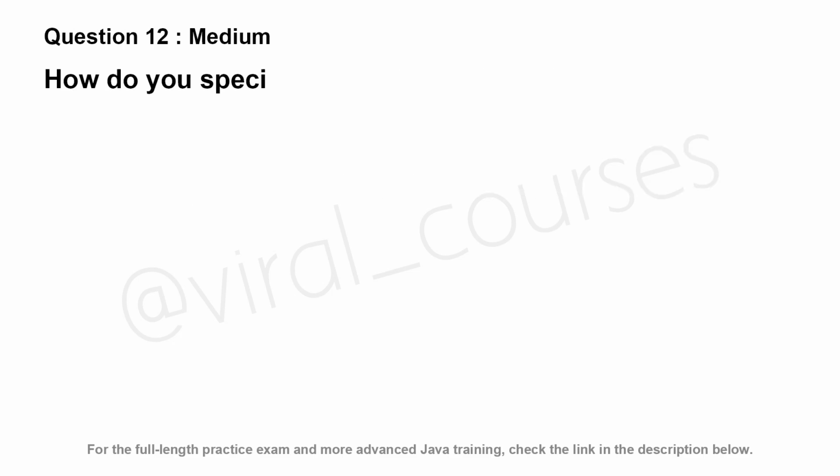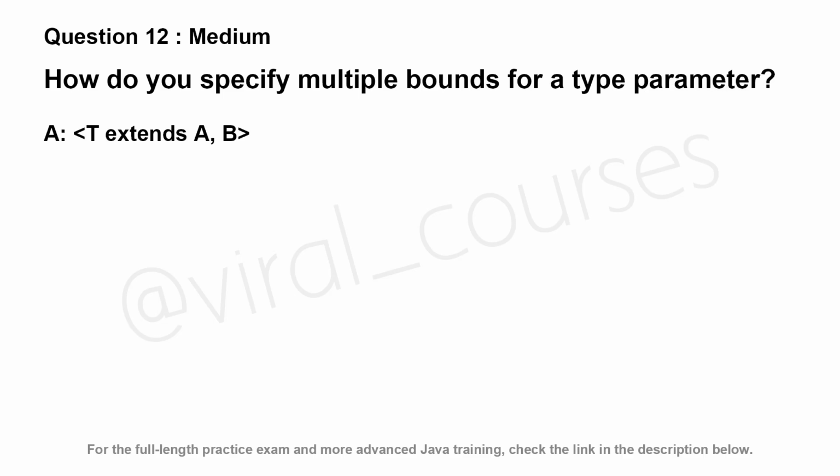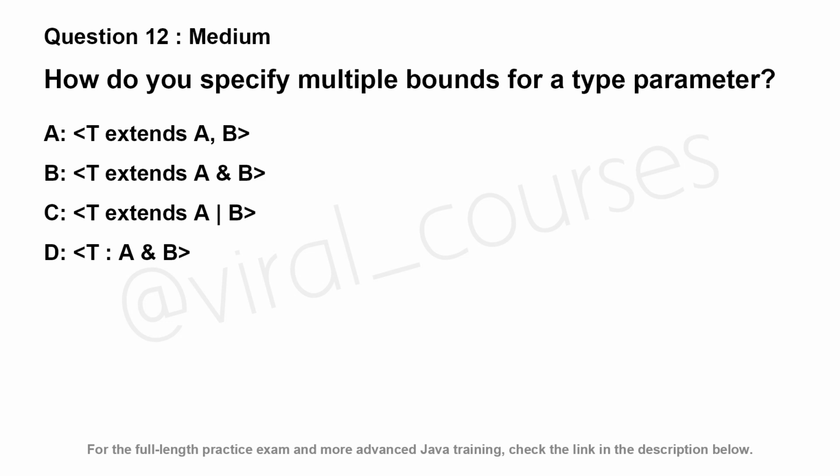How do you specify multiple bounds for a type parameter? Option A, <T extends A, B>. Option B, <T extends A & B>. Option C, <T extends A, B>. Option D, <T, A & B>.